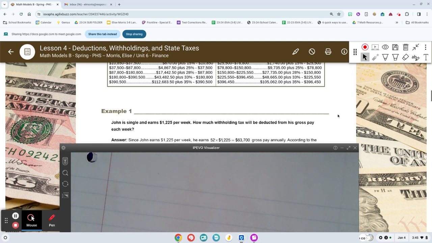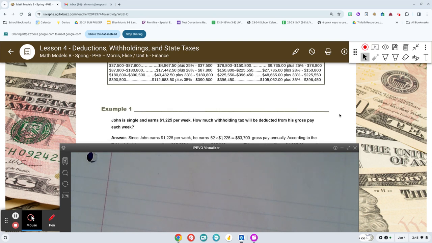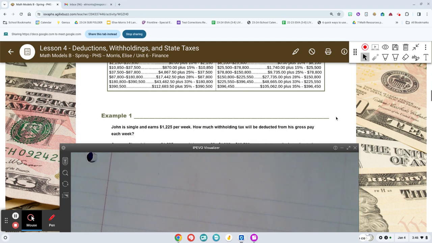All right, so let's read it first. John is single and earns $12.25 per week. How much withholding tax will be deducted from his gross pay each week? You can see how there's not enough information in the problem, so we have to refer to the table above. They'll always tell you to refer to table 4.1, or they'll put the table nearby. He's single. This is what's important. We have to know if they're single or married. So he's single and he earns $12.25 per week.